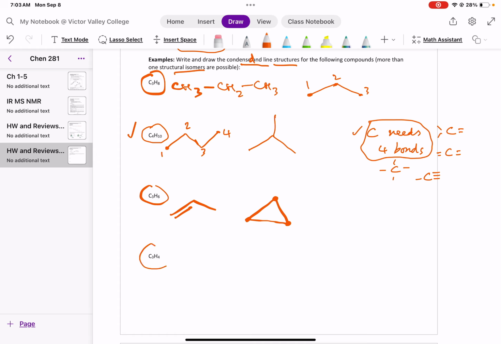Now we get to C3H4. We're losing another 2 hydrogens. So we can do a triple bond, which is a straight line, 1, 2, 3. Or we can do a cyclopropane with a double bond. All right.